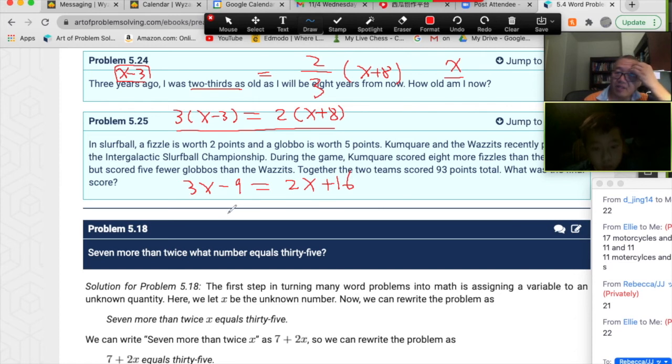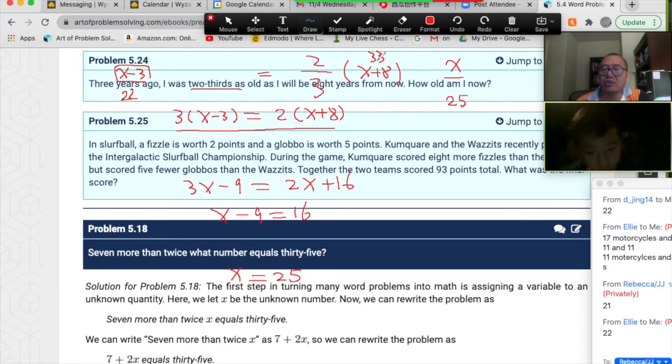So both sides minus 2x, you get x minus 9 equals 16. Then both sides plus 9, you get x equals 25. Right? So then you go back and check. If my current age is 25, 3 years ago I'm 22, right? 25 minus 3. Then 8 years later, that will be 25 plus 8, that will be 33.